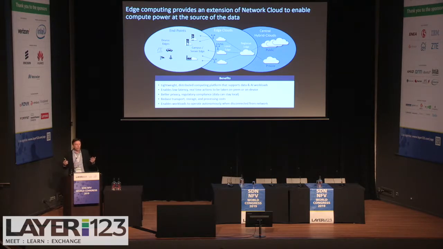And where's the journey going to end up, or what are we doing with the journey, right? But edge computing provides an extension of the telco or the network cloud to enable compute power at the source of the data. Like I said, that definition of edge computing. And when we look at these three circles here, if you look at the central hybrid clouds over here, the public cloud can be your Amazon, it can be your Azure, it can be where application development is done.